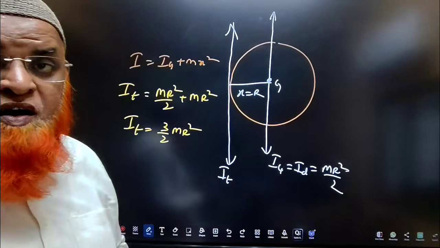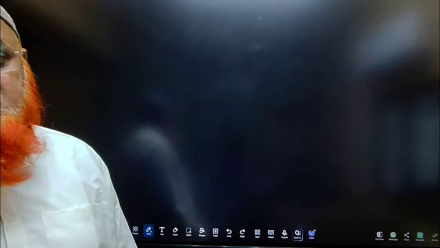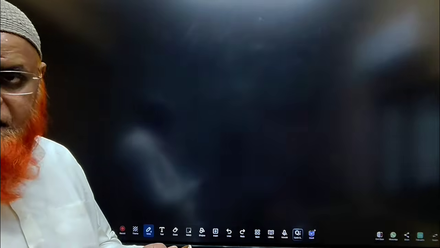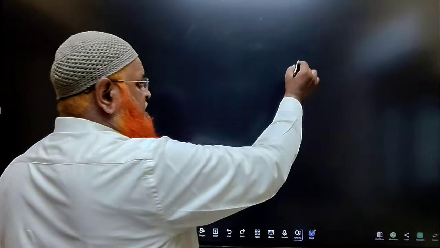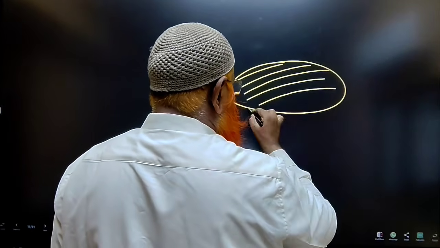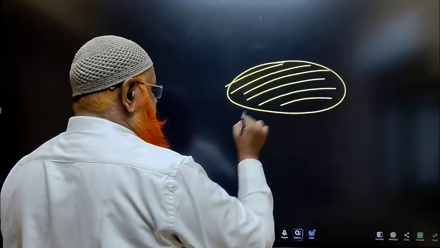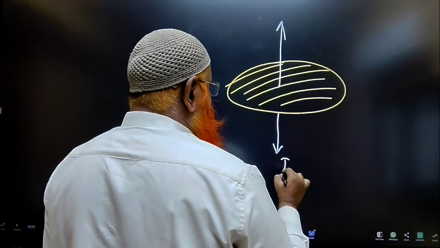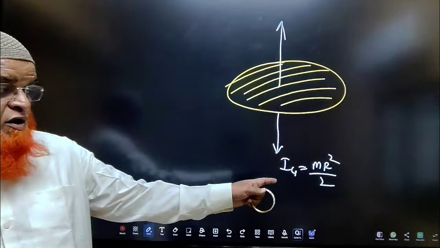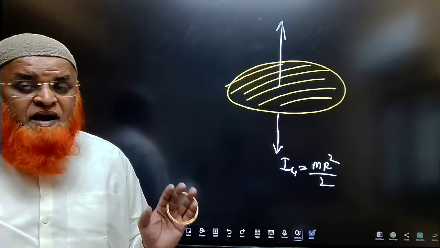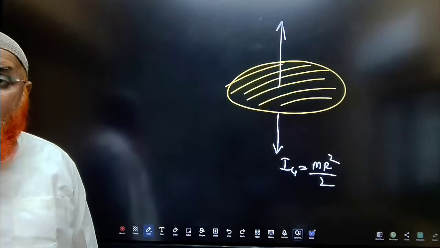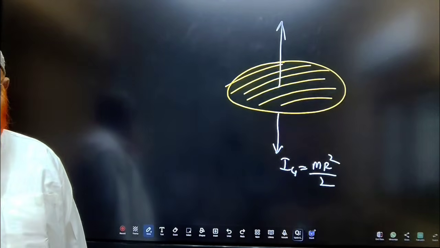Now you have to do the same thing for a disk. There is no risk because you already know the ring; we discussed it earlier. So I have taken a disk now. Disk means in the middle also there is a mass. Then I have taken one line passing through the center of gravity, which is going to be an axis. The basic formula for Ig will not change for a disk; it is mr square by 2. For a ring it is mr square, and for a disk it is mr square by 2. It is half of the ring.